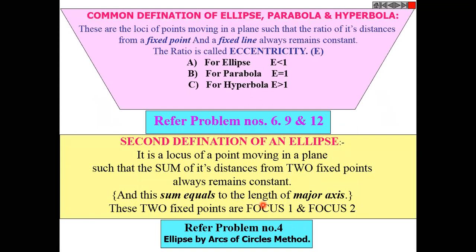Let's talk about the eccentricity of the conic sections. This is a very important part as far as the directrix focus method of construction of conic sections is concerned. For the ellipse, eccentricity is always less than 1. For the parabola, it is equal to 1. For the hyperbola, it is greater than 1. So these are the eccentricities of the ellipse, parabola and hyperbola. Do keep this in mind.